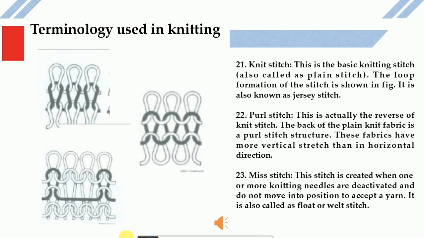23. Mis-stitch. This stitch is created when one or more knitting needles are deactivated and do not move into position to accept a yarn. It is also called a float or welt stitch.